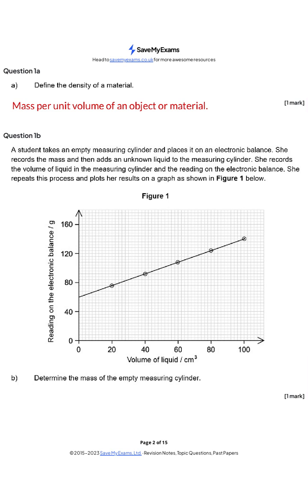The first bit for part b is to determine the mass of the empty measuring cylinder. That on our graph is going to be right here, before we've even started adding the liquid. That'll be the mass of your empty measuring cylinder, and that is 60 grams.